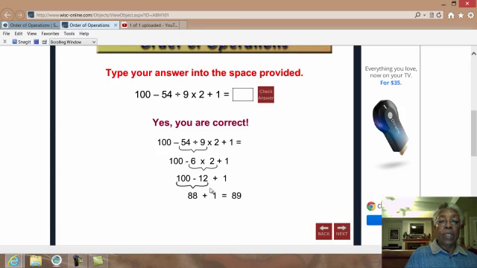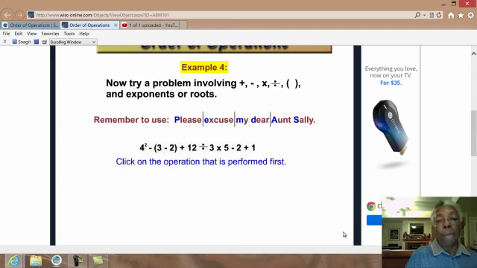89. So do you see how this works? We have 100 minus 54 divided by 9 times 2 plus 1. So what do we do? We come in and we take care of our division. 54 divided by 9 is going to give us 6. And then we take the 6 times 2, which will give us 12. So now we bring down our 100 minus 12 plus 1. And 100 minus 12 is going to give us 88 plus 1 equals 89.